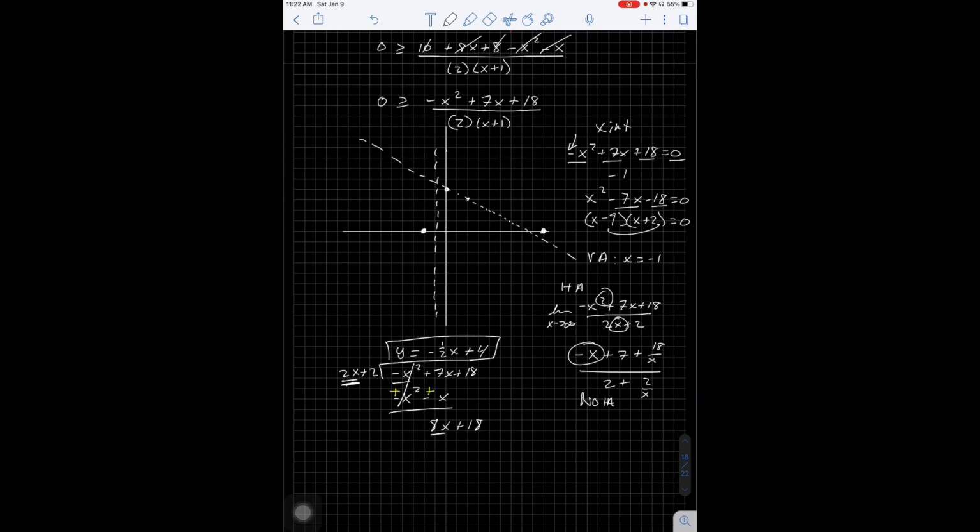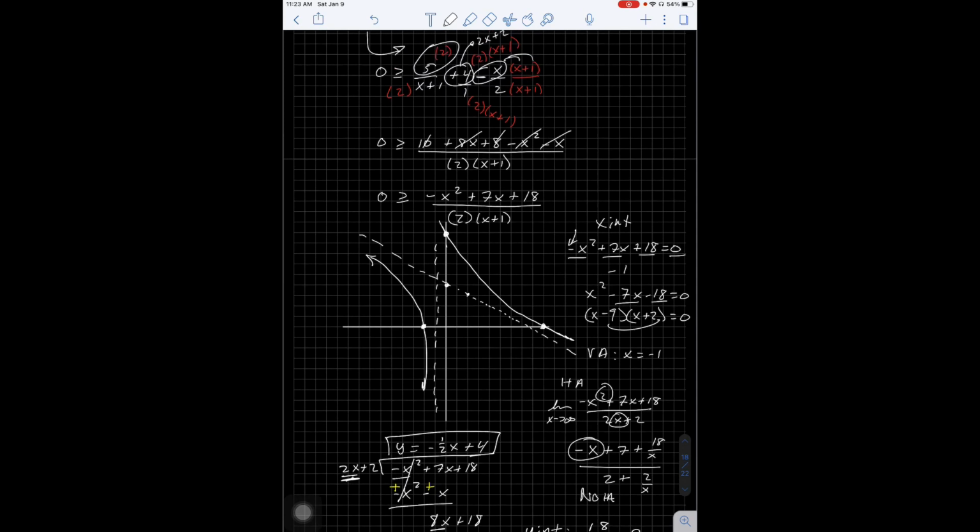All right, and then we need the y-intercept. If I plug in 0 for x, I get 18 on the top and a 2 on the bottom. So my y-intercept is a little off my graph up here somewhere. Okay, so my swoosh is up here and it crosses over there, and then I've got a swoosh down here like this.